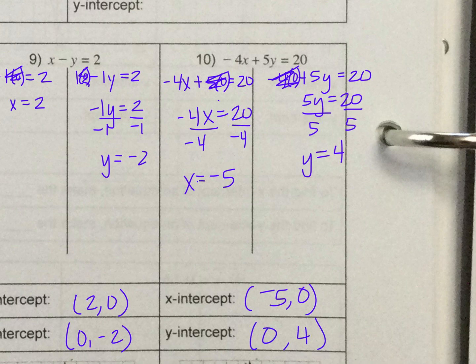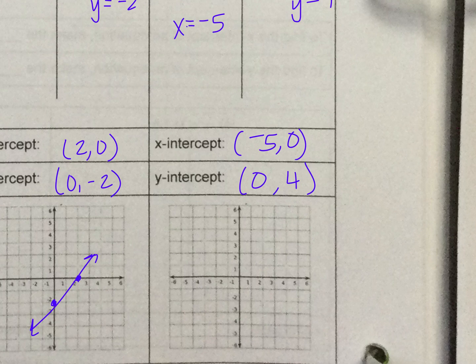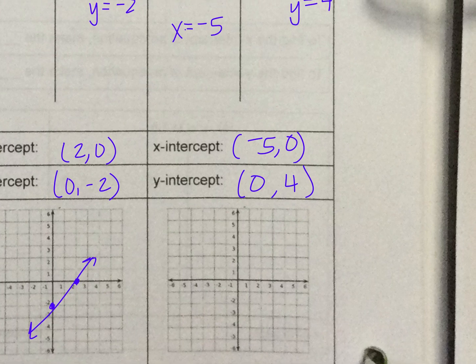All right, I've got 2 points to graph. I've got a -5, 0 that goes right here, and a 0, 4 that goes right there. Connect the dots. All right, so that was just kind of a review of what we did the other day.